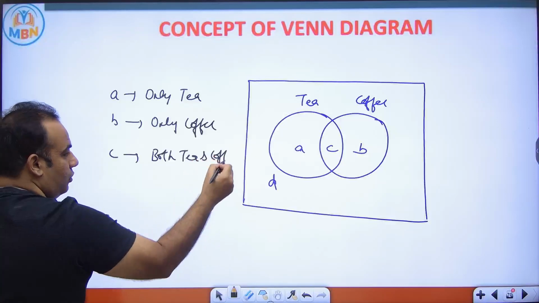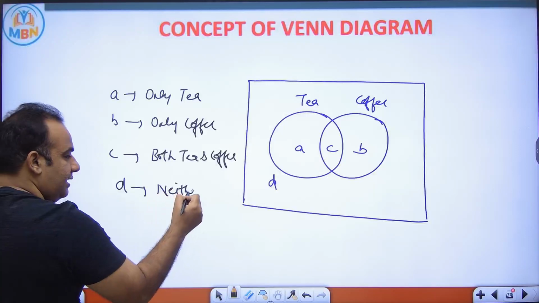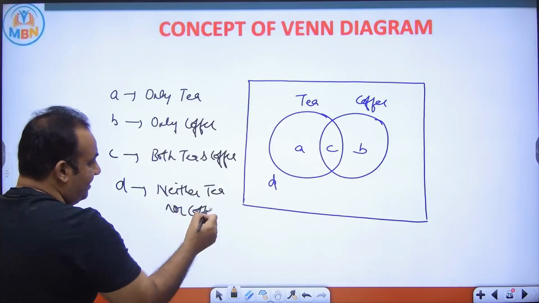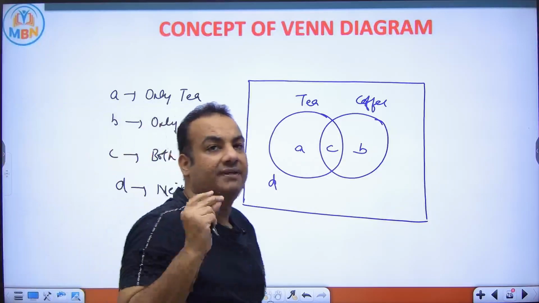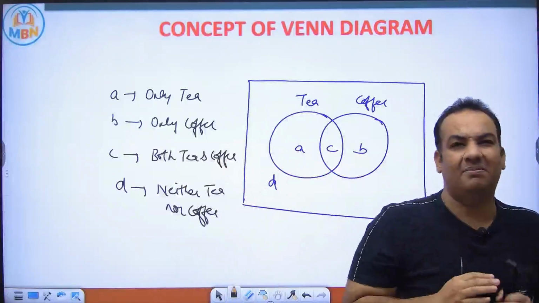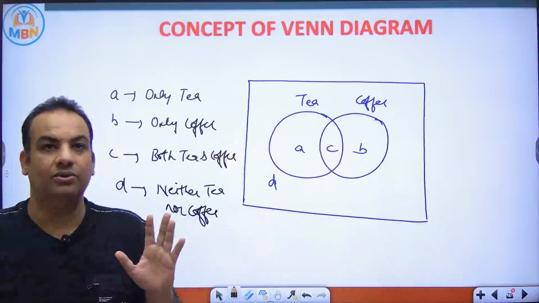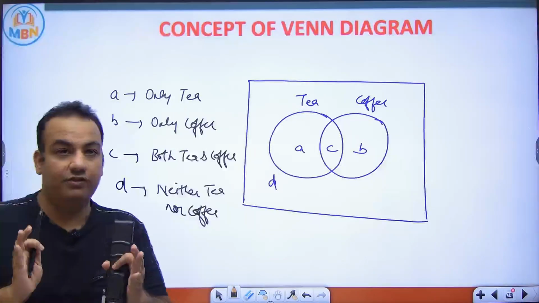And D are those who are drinking neither tea nor coffee. So once you have made this diagram and you are clear with what is A, what is B, what is C, what is D, then it is very easy to solve. Two variables is very, very easy. Just in 30 seconds you can do the question at max. Okay. Now, I'll just give you some examples.